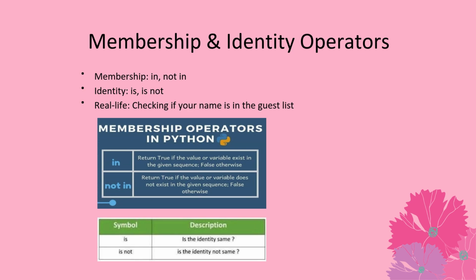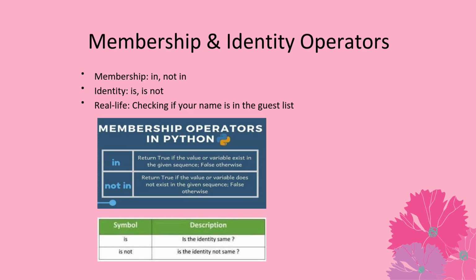Imagine you and your friend both have identical notebooks. The content inside is the same, but they are two separate books. Is will be false. Only if you are both holding the same notebook, same pages, same pen marks, would is return true. So to wrap up, identity operators help you check whether two variables are actually referring to the same object in memory, which can be really useful when working with large data structures or optimizing memory. And that brings us to the end of the different operator categories in Python.